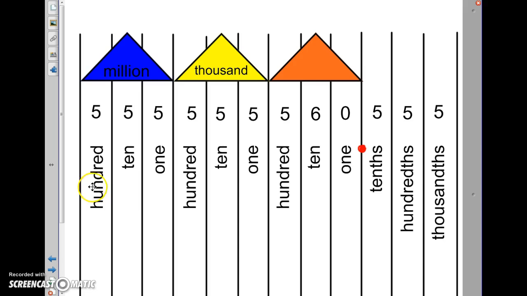So as far as you can go to the left and as far as you can go to the right, that holds true: as we move to the left, every time we move one place value to the left, it's 10 times greater. Every time we move one place value to the right, it is 1/10 the size, or 10 times smaller.